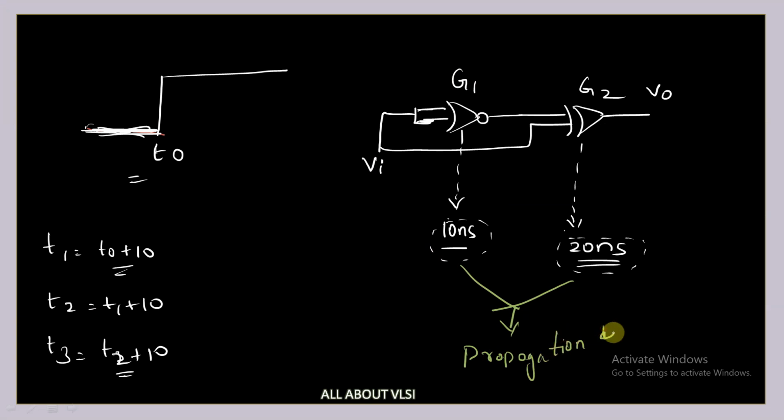So in logic gates, practically speaking, we will have this propagation delay. Now we should find our output. First of all, I am going to draw my output individually. So here I am applying Vi, and here I am going to get the output.